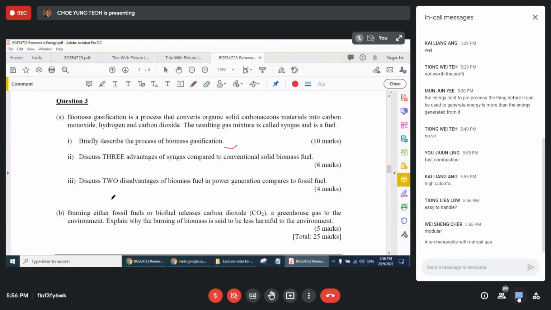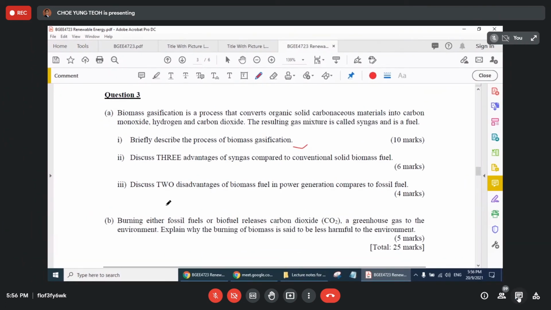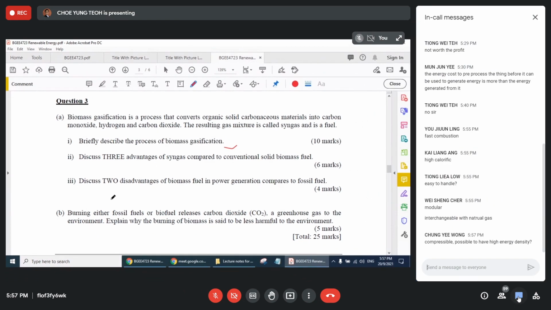Okay, there's a lot. But mainly it can reach a higher temperature, which the solid biomass cannot reach. What else? I think something like this, we have more than 3 already. Okay, what about compressible and possible to have high energy density? Yes. To me, yes, if you compress it, it's possible to have a high energy density.